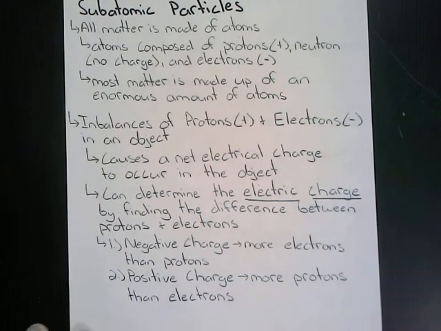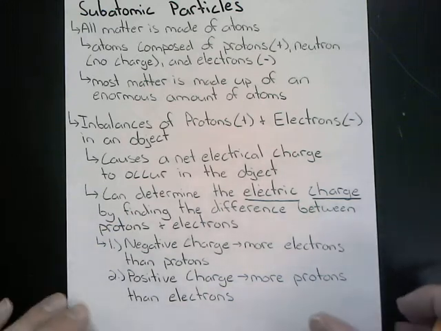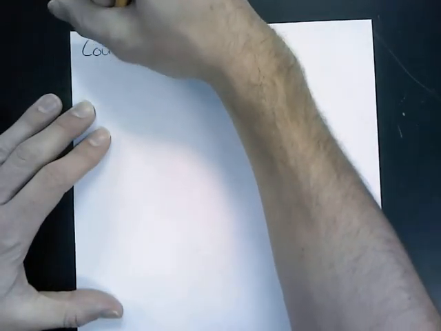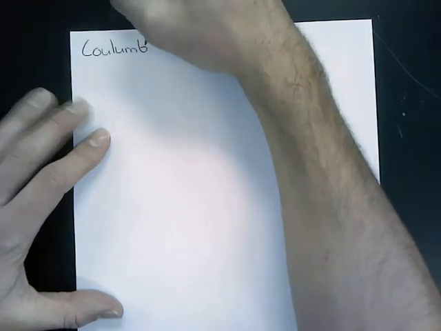Now, I'm running out of room here, but there's still a concept I want to talk about when I have the topic of electric charge and some atomic particles being discussed. So I'm going to grab another sheet of paper and continue this discussion here. The other concept that I want to discuss is known as the Coulomb, and Coulomb is spelled as such. Now, the Coulomb is the international system of units for electric charge.